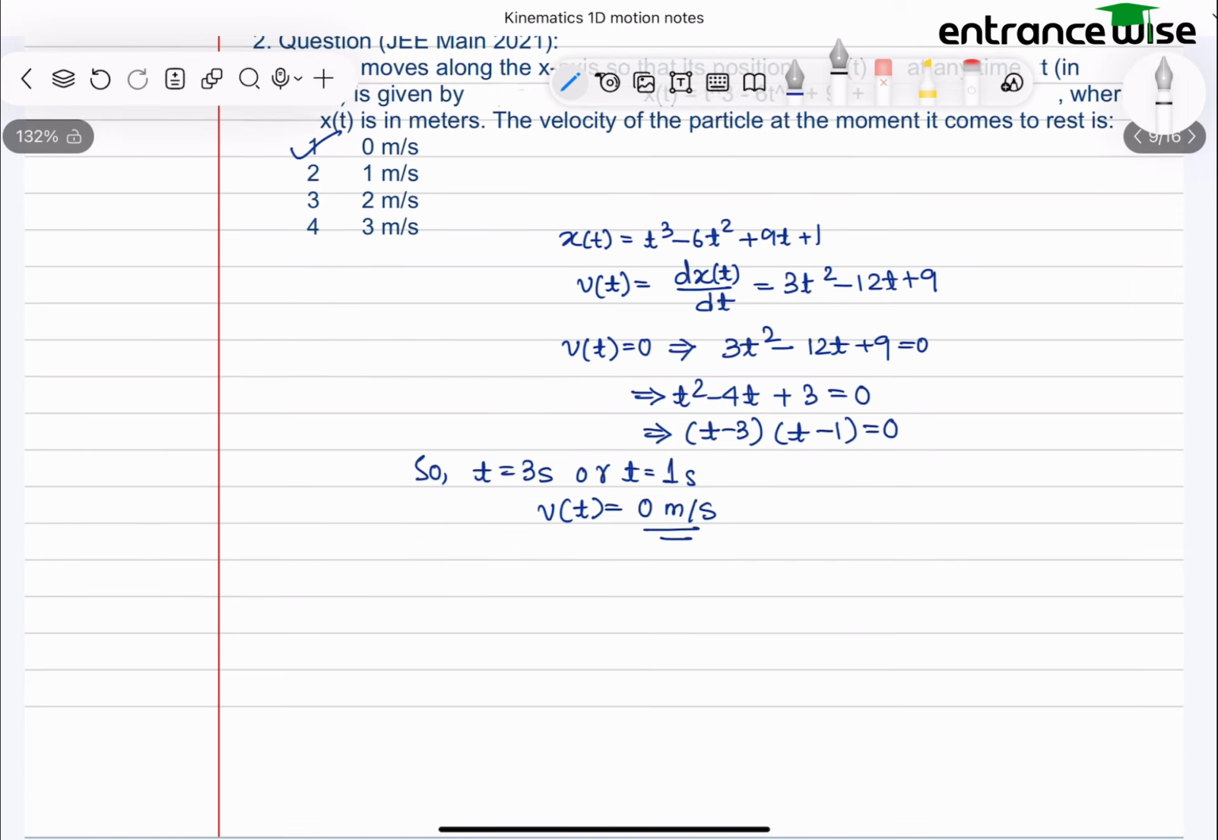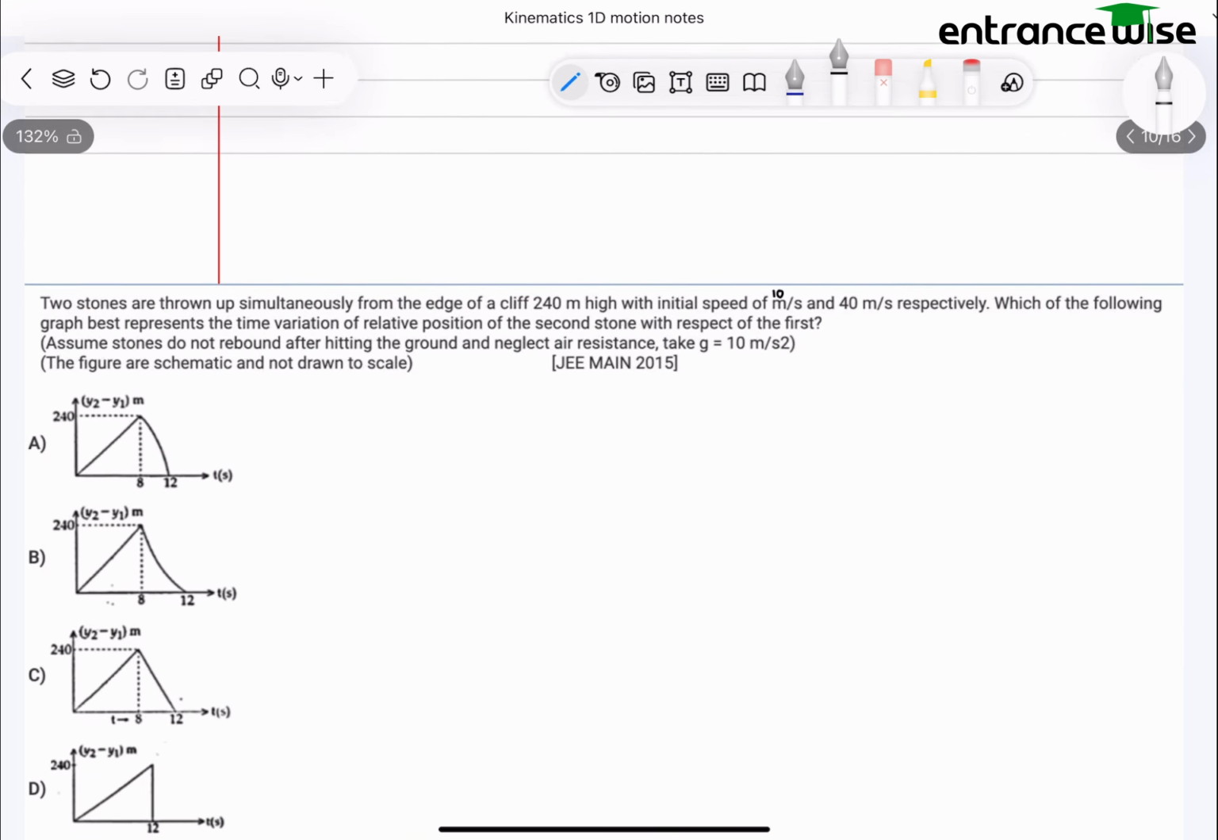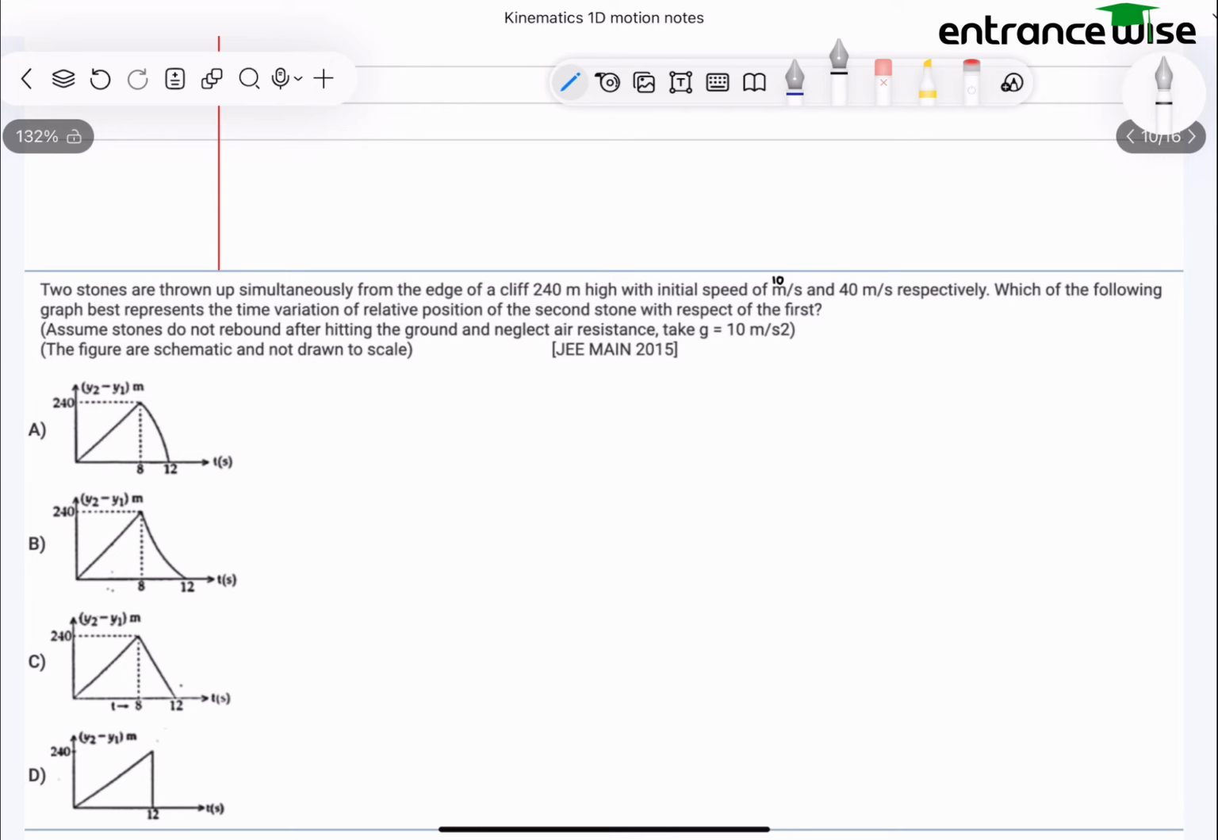Now let's talk about another question. Here, two stones are thrown out simultaneously from the edge of a cliff 240 meter high with initial speed of 10 meter per second and 40 meter per second respectively. Which of the following graphs best represents the time variation of relative position of the second stone with respect to the first? Assume stones do not rebound after hitting the ground and neglect air resistance.